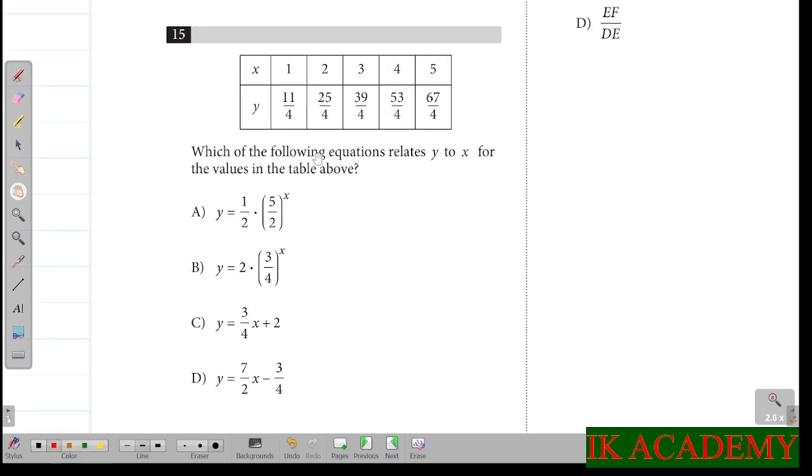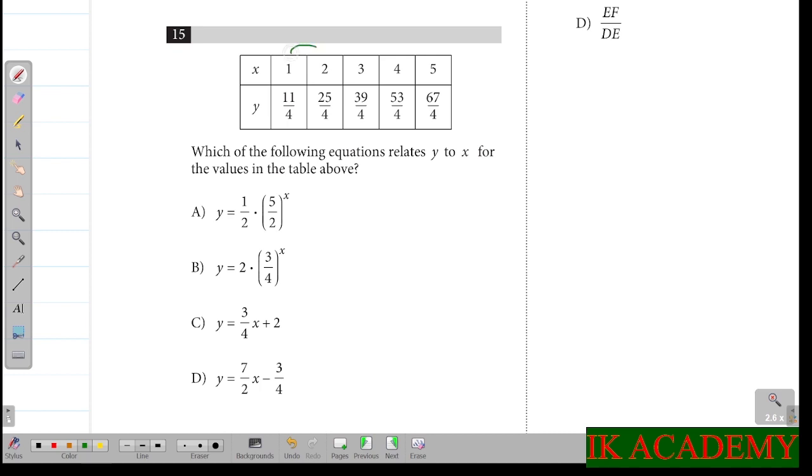Question is, which of the following equations relates y to x for the value in the table above? So in the above table we have two rows. The first row gives us the value of x, which is increasing by 1 unit, 1, then 2, then 3, then 4, then 5. And the second row gives us the value of y. So we need to find which of the following equations represents y to x for the value of the table above. From the table we can find the relation between y and x.